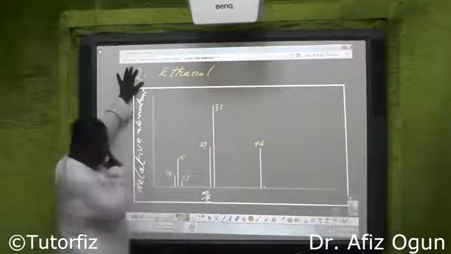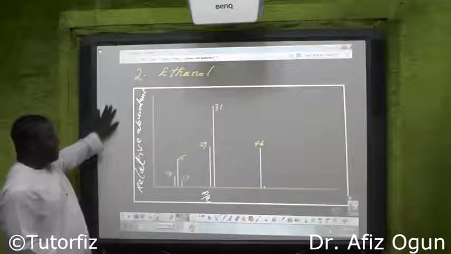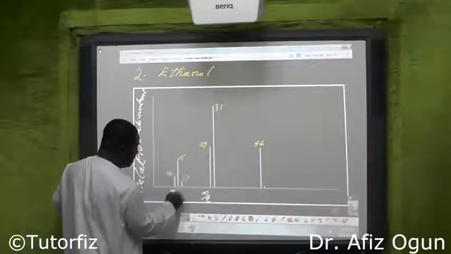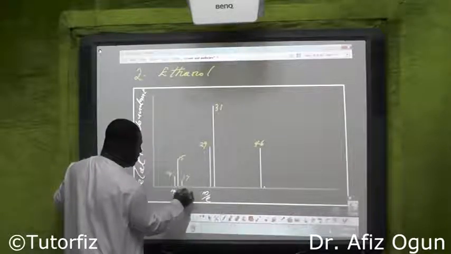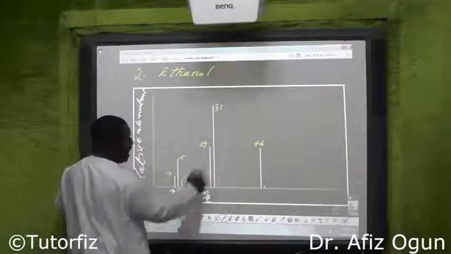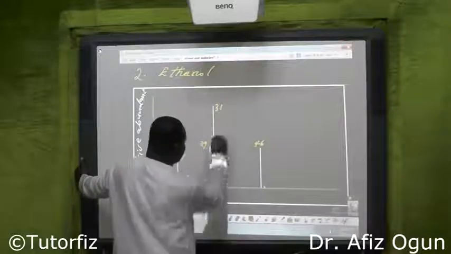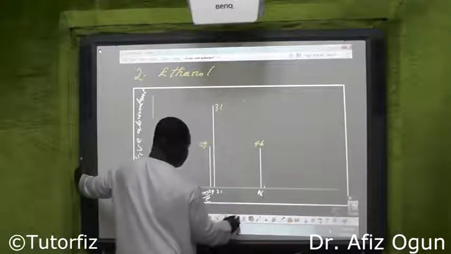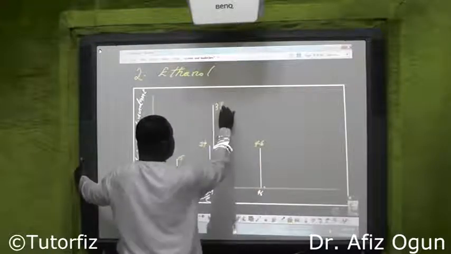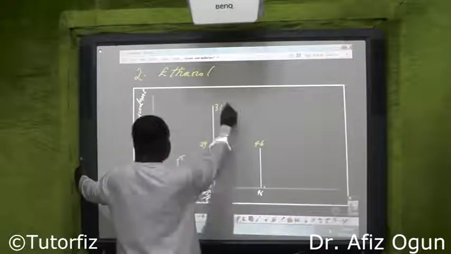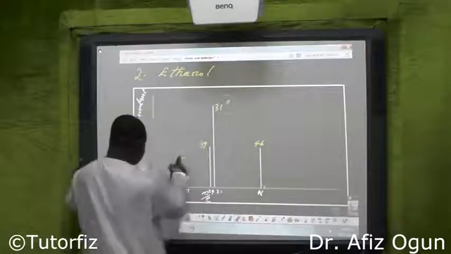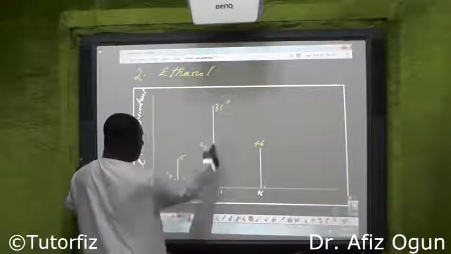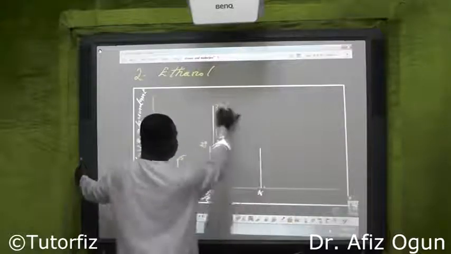For ethanol, I have a peak at 14, a peak at 15, a peak at 17, a peak at 29, a peak at 31, and a peak at 46. Don't mind this small peak, I'm coming back to that tiny peak soon. So 14, 15, 17, 29, 31, and 46.